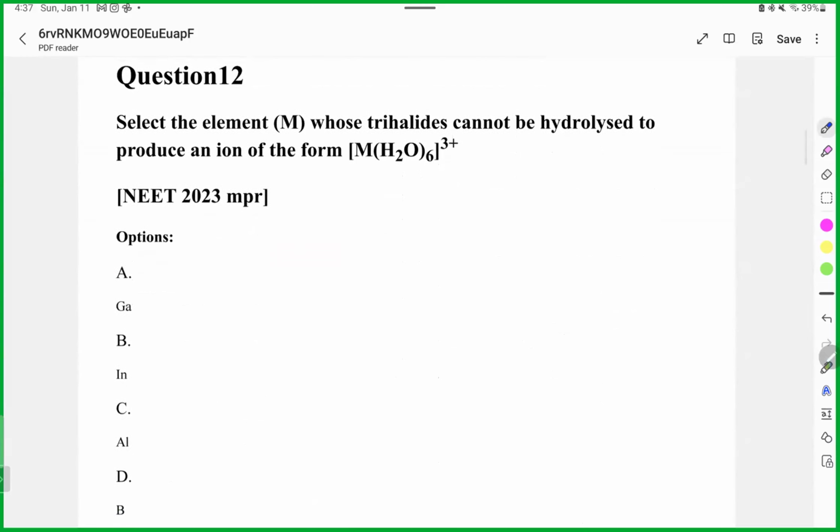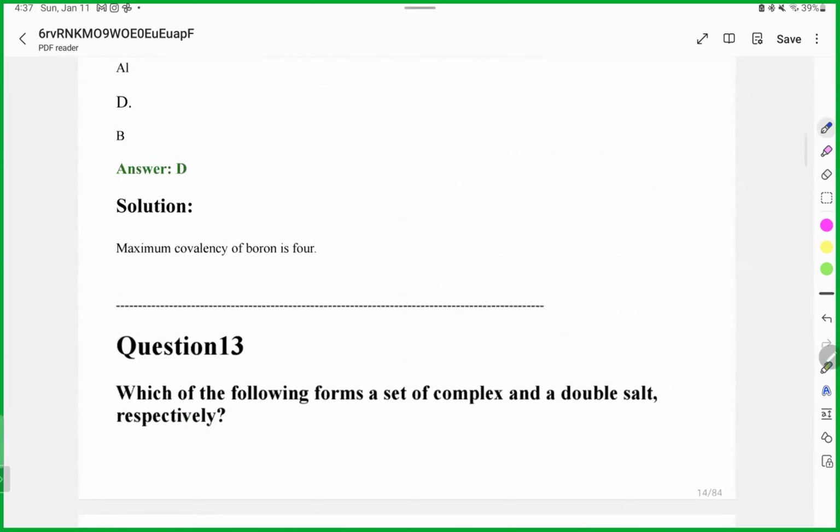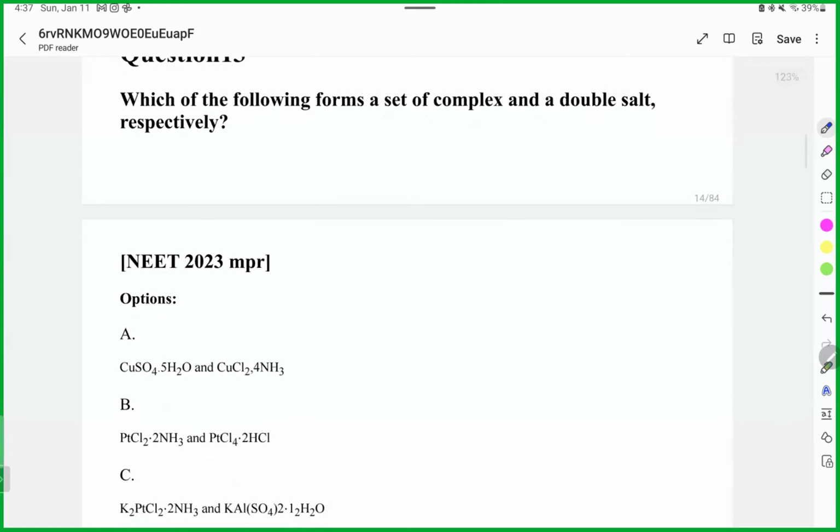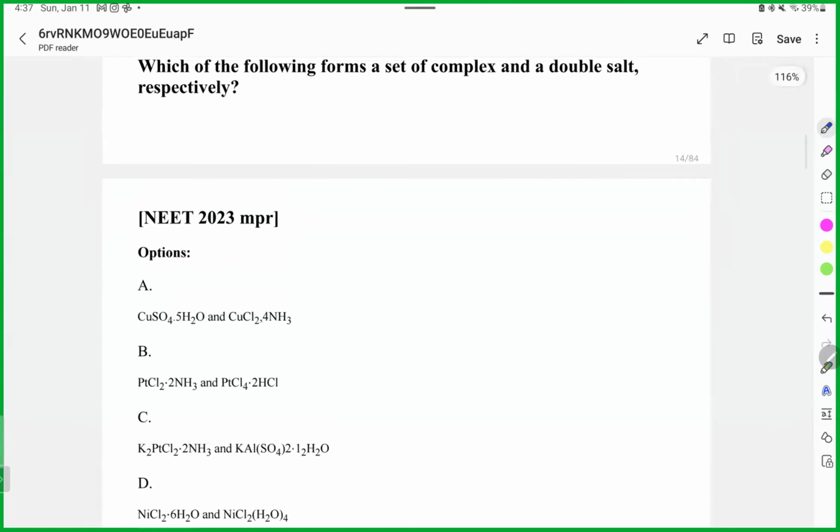Tara, which of the trihalides cannot be hydrolyzed? This is not actually from this chapter, from another chapter. First member cannot show, so it's okay, you leave this. Which of the following forms a double salt and not a complex ion? This is a double salt, potash alum. Yes, sir. Correct?